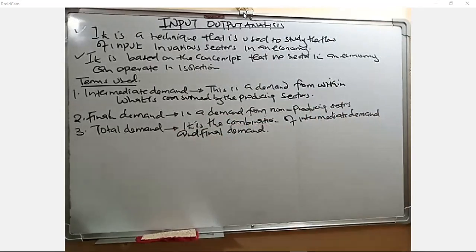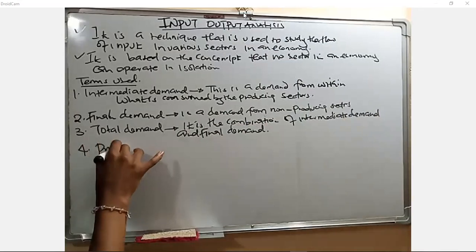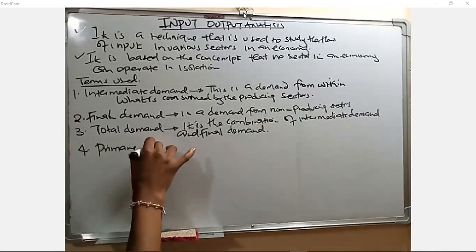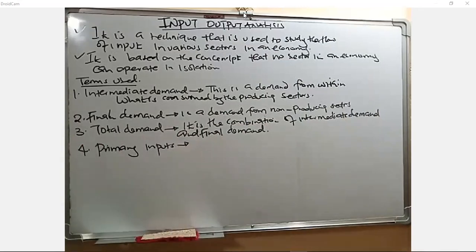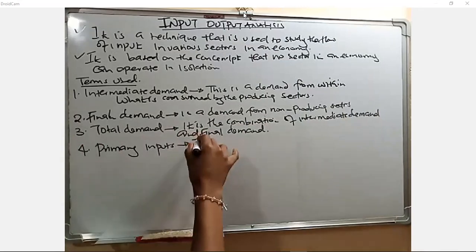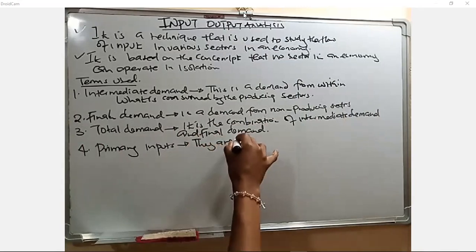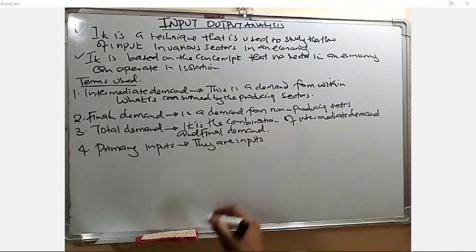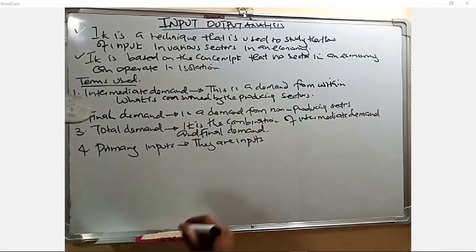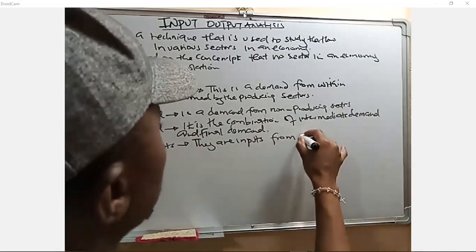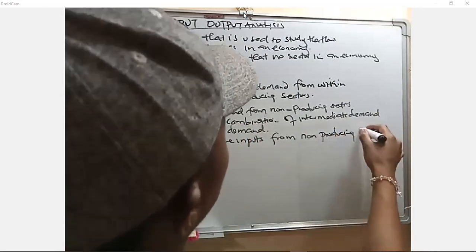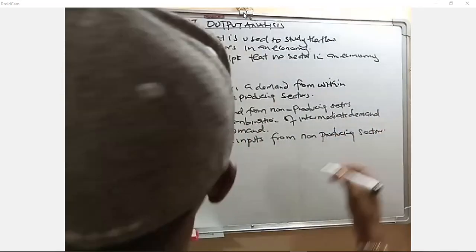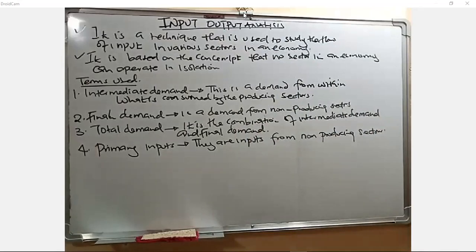Now, number four, we normally look at the primary inputs. When you look at the primary inputs, we say they are inputs from non-producing sectors.